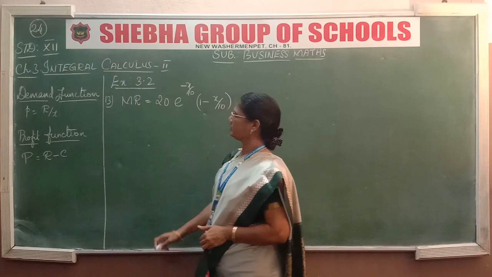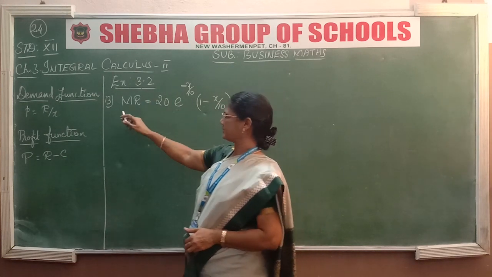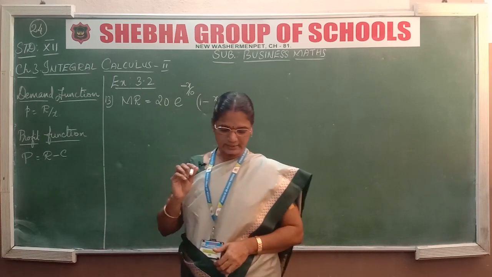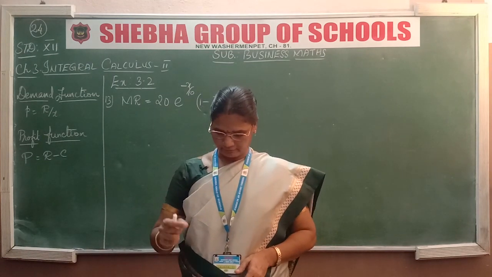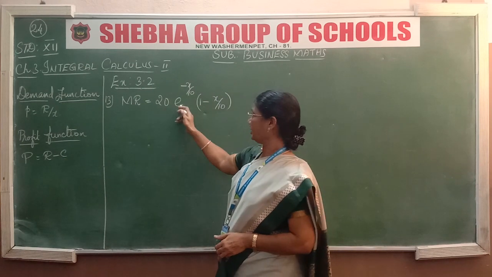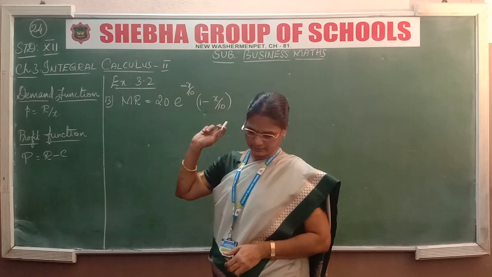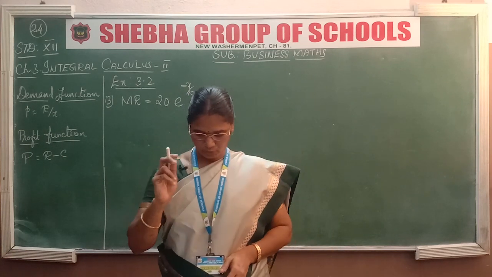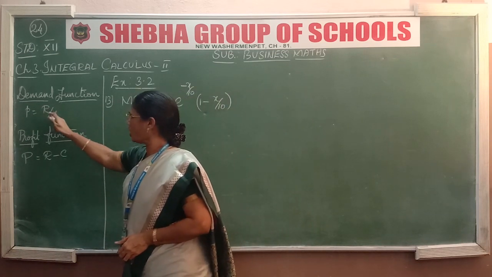Let us continue the same exercise today, exercise 3.2, and let us see the 13th sum. Our 13th sum is: a firm's marginal revenue function is MR equal to 20 e power minus x by 10 into 1 minus x by 10. Find the corresponding demand function. Demand function is what? P is equal to R by X.